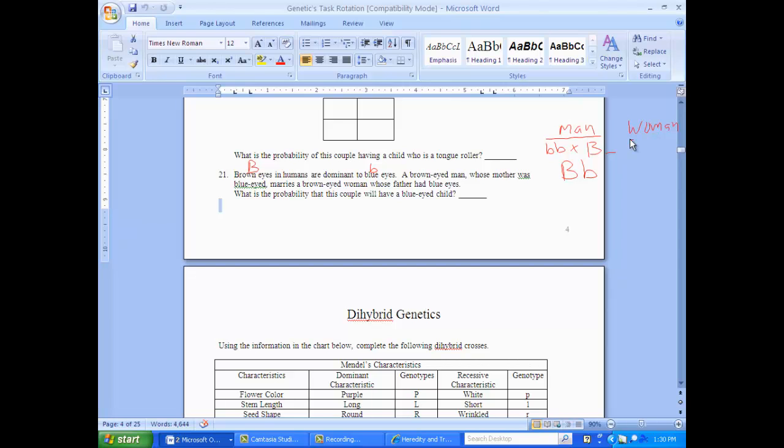Same deal here. If this woman's father had blue eyes, the father had no choice but to pass on a small b. But what did this woman's mother have to pass on? A big B. So therefore, what we're seeing here is our cross is going to be a straight-up heterozygous cross, meaning that there is a what percent chance that the offspring will be blue-eyed? 1 out of 4, 25% chance. Yes.